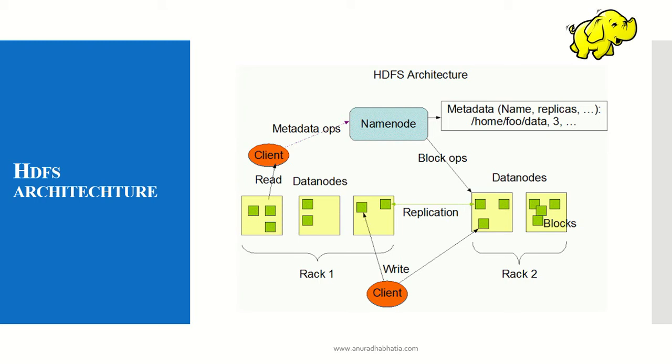The data node also works with block creation, block deletion, and replication, but it only happens whenever there is a signal, an instruction, a message, or an operation that is passed from the name node. So in this HDFS architecture, the name node is the heart and it controls the complete operations of the data node, the client, the blocks, and the replications of data nodes that happen.